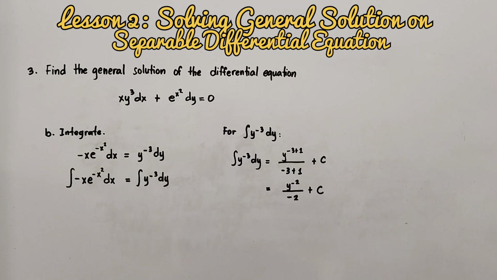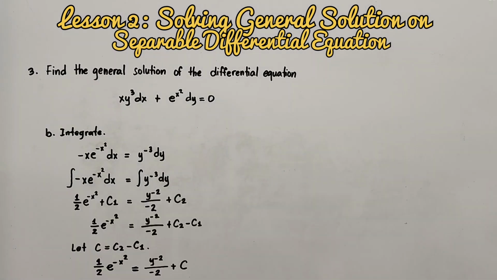And for the integral of y power negative 3 dy, this is equal to y power negative 2 over negative 2 plus c. We equate the integral of both sides, c sub 1 for the left side and c sub 2 for the right side. Getting the additive inverse of c sub 1, so we have 1/2 e power negative x squared equals y power negative 2 over negative 2 plus c sub 2 minus c sub 1. And we let c equals c sub 2 minus c sub 1. So the equation becomes 1/2 e power negative x squared equals y power negative 2 over negative 2 plus c.